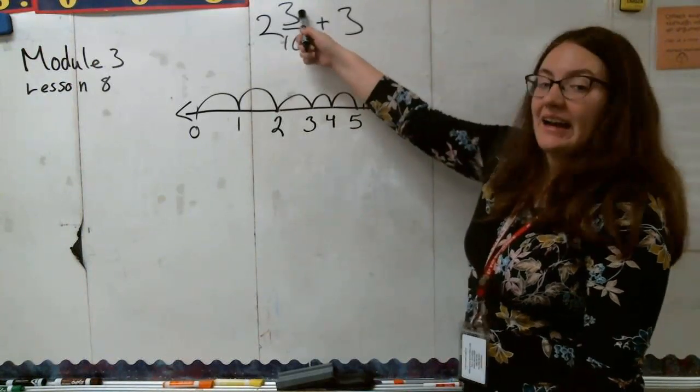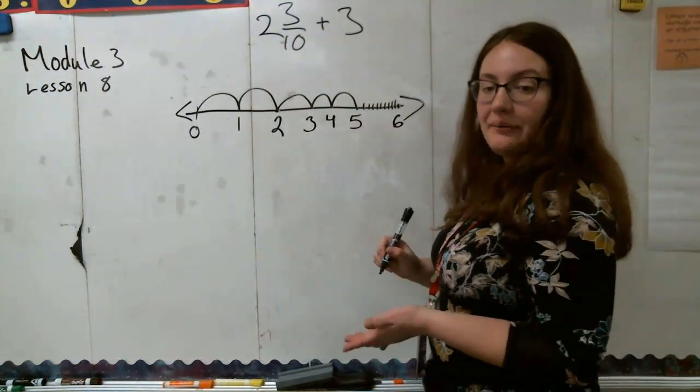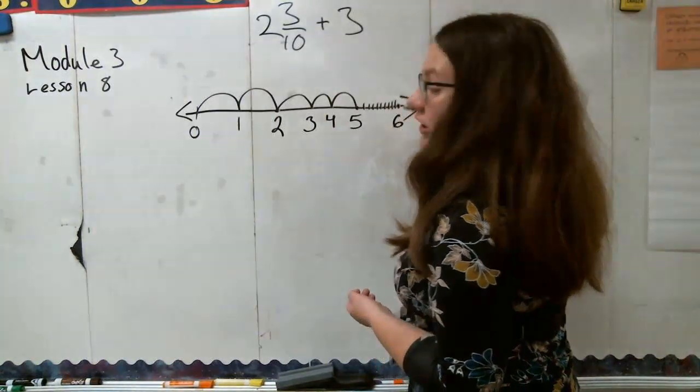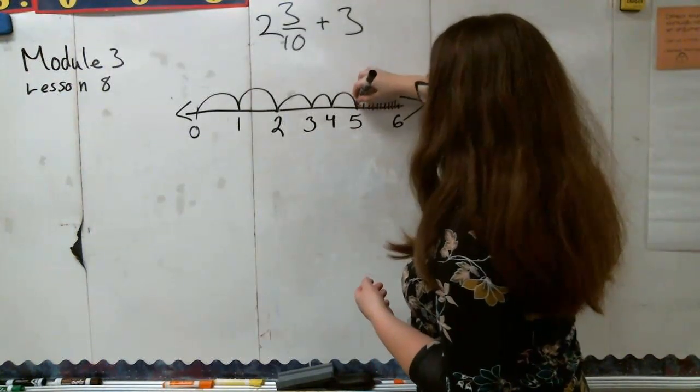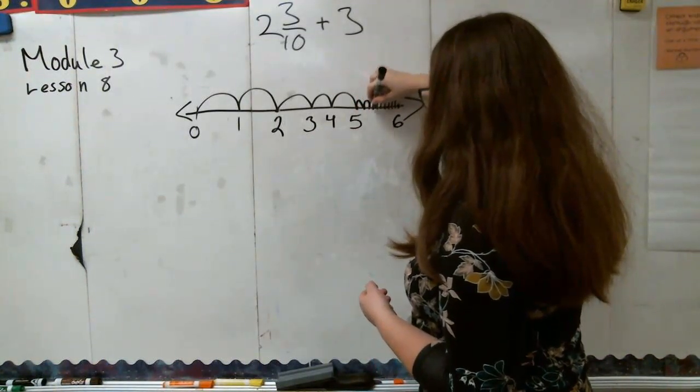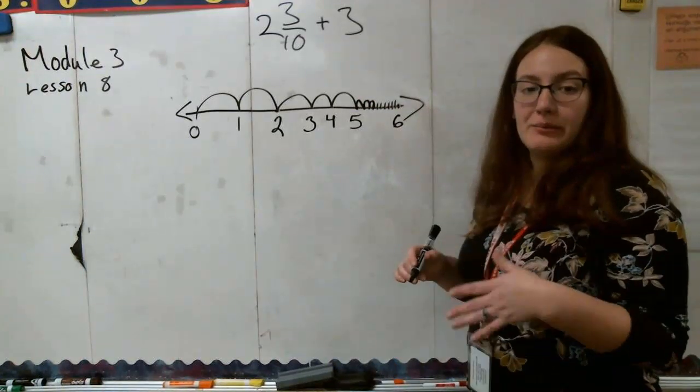Then, since I have this 3 in the numerator, I'm going to jump ahead 3 spaces, starting at the 5 where I left off. So I jump ahead 1, 2, 3, and that leaves me with my final answer.